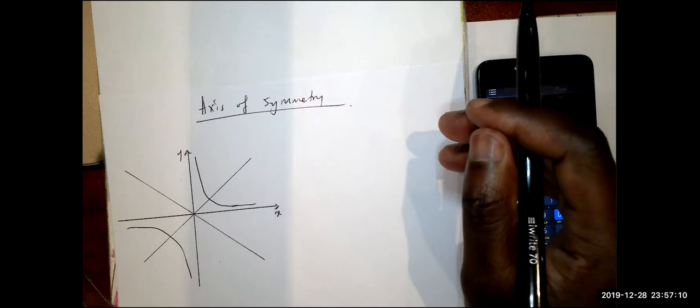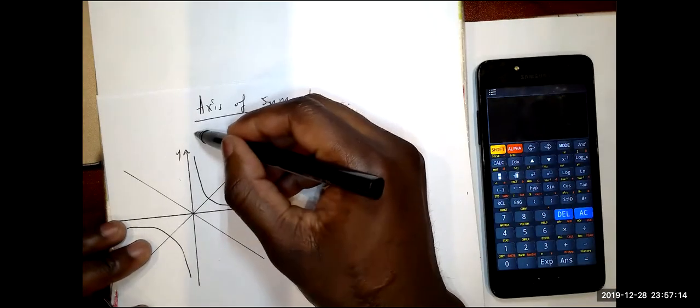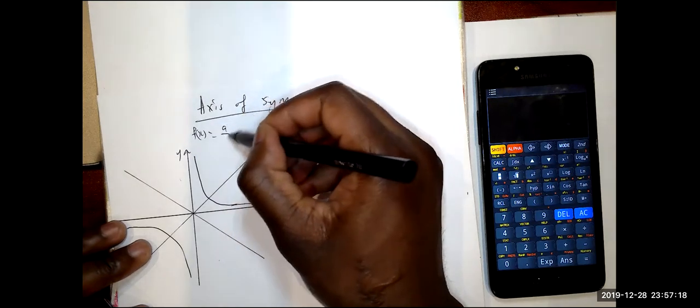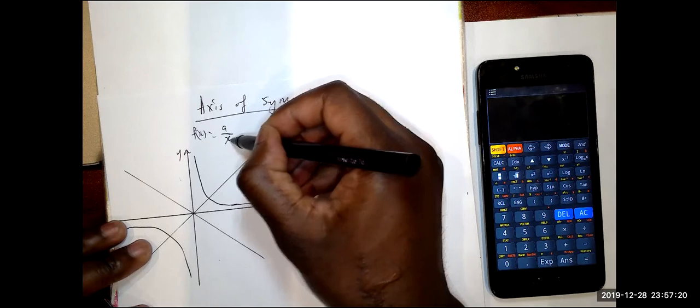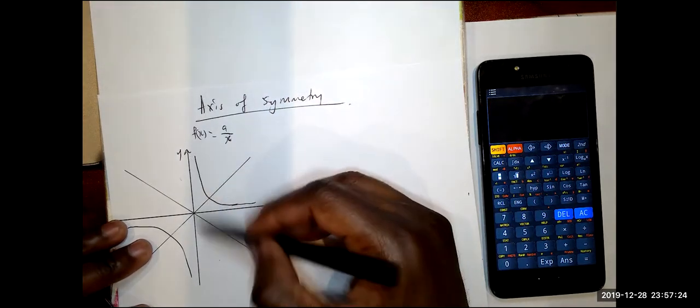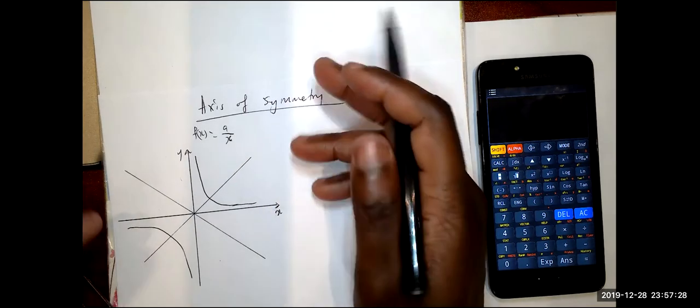Now let's move on to something else here. So here is the general graph, the standard graph of f of x equals a over x. These are the asymptotes that we have. We spoke about the asymptotes, and I hope you guys understood.